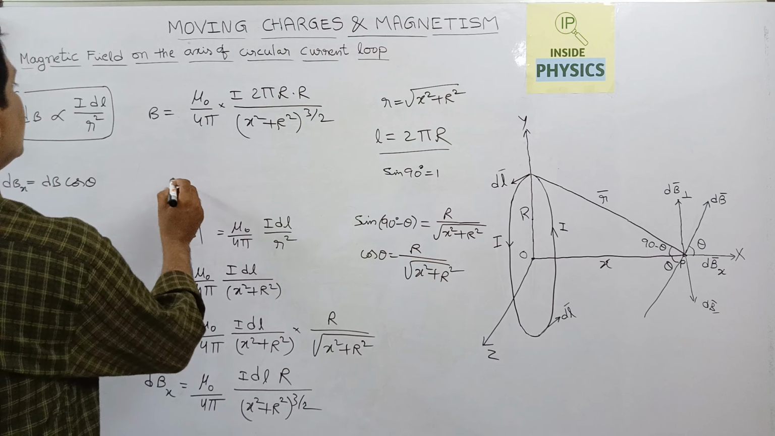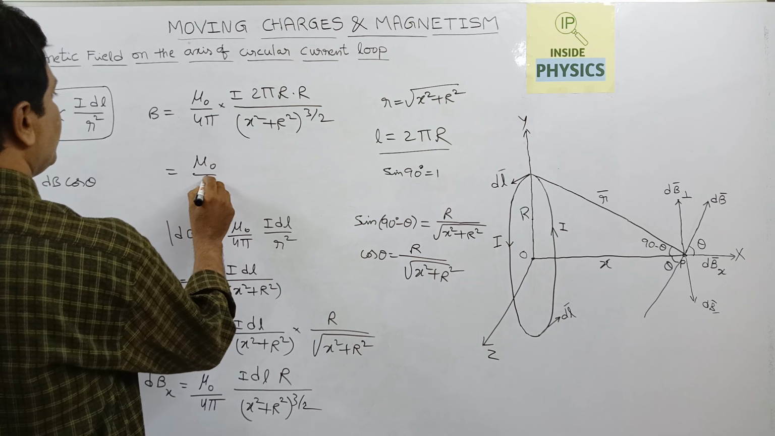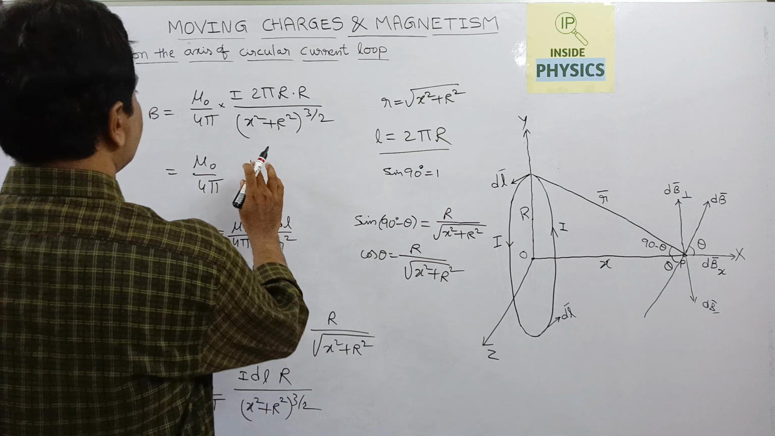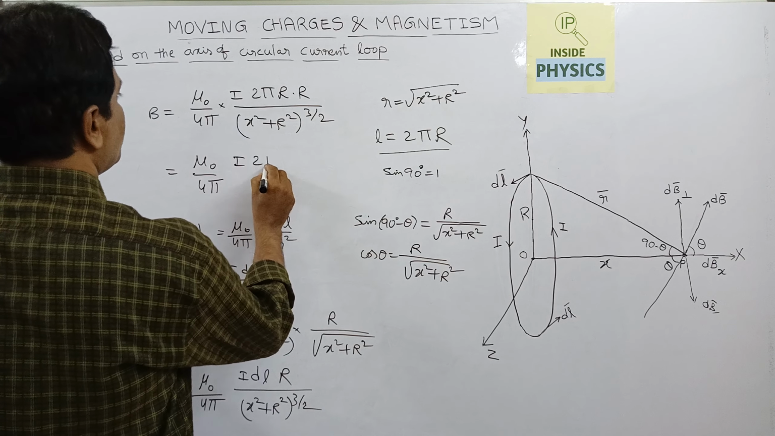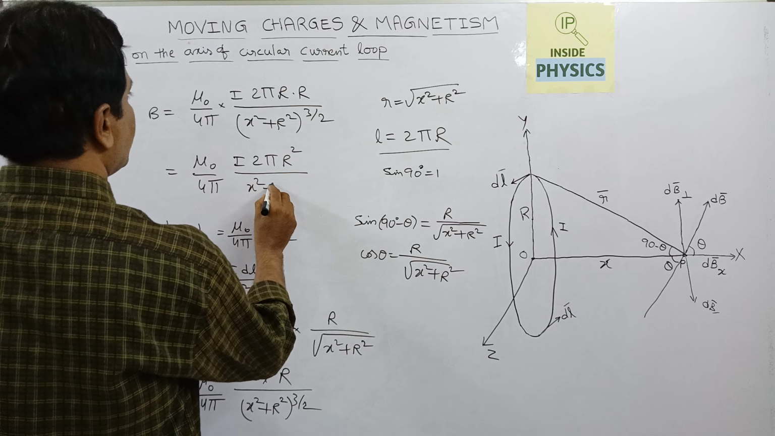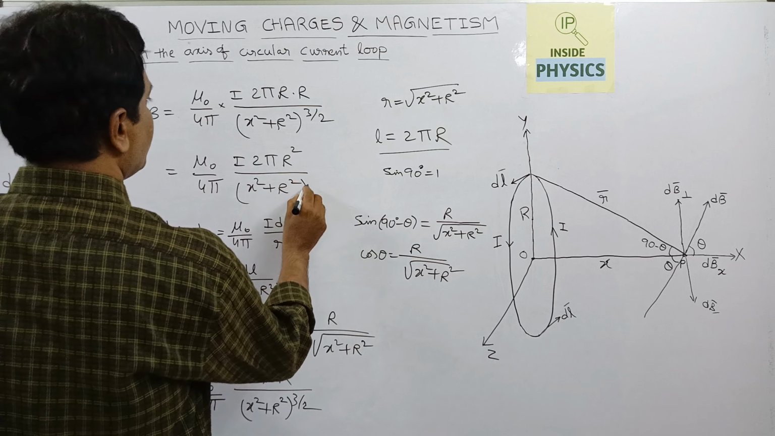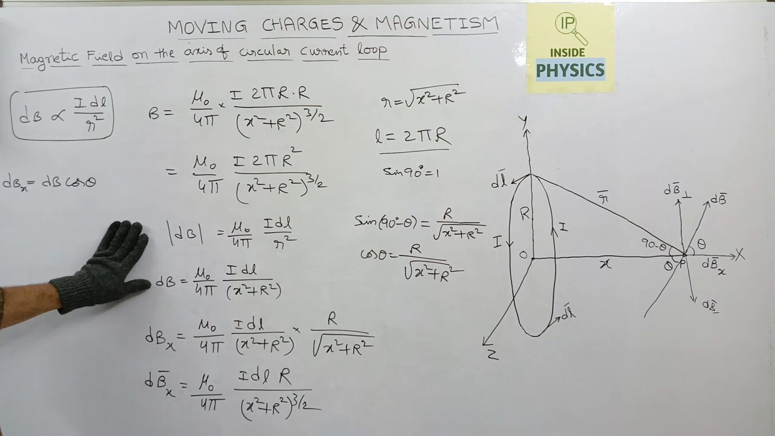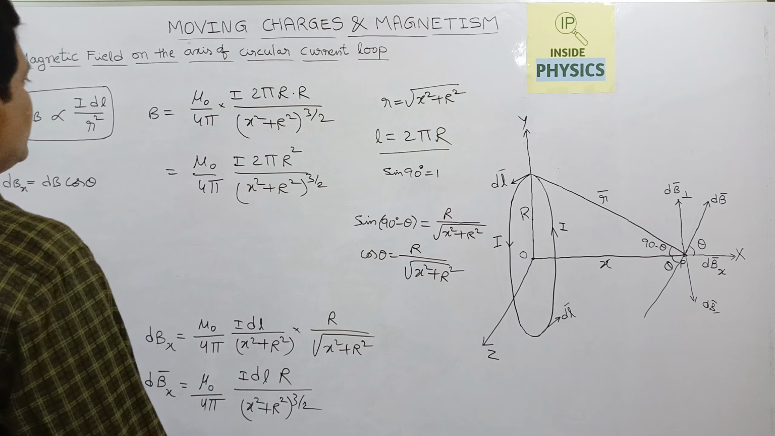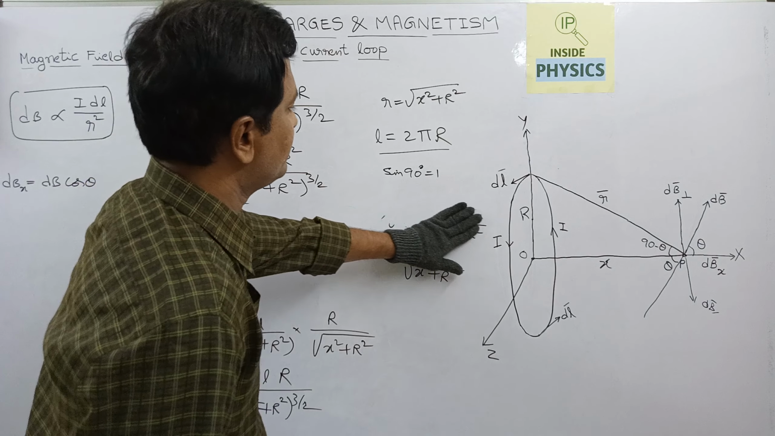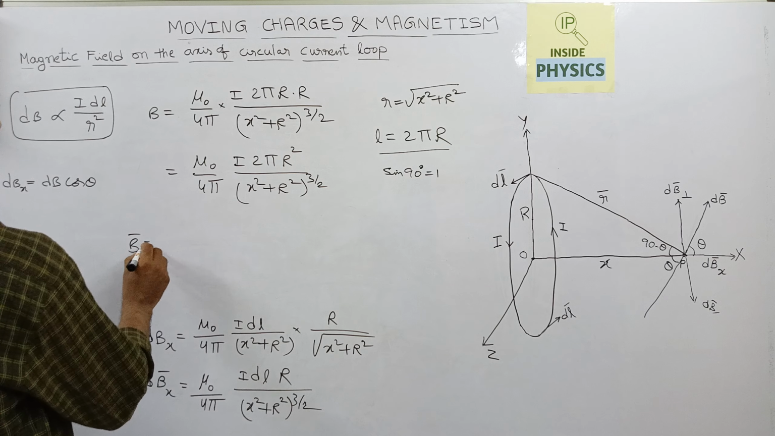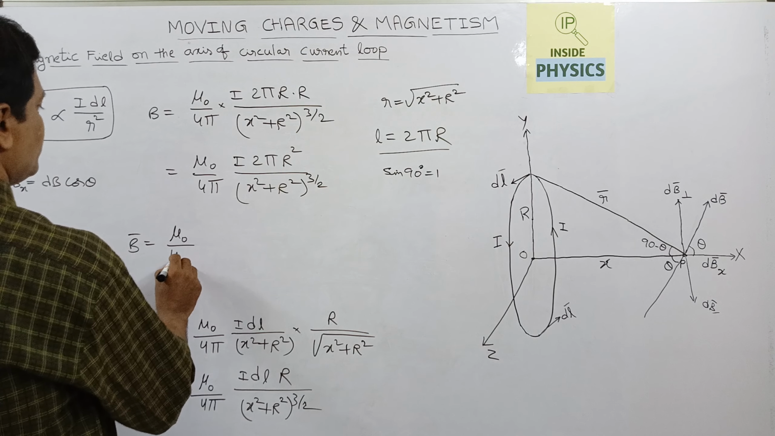Further moving, this is equal to mu naught by 4 pi, I, 2 pi r square by (x square plus r square) whole power 3 by 2. So this is the magnitude of the total field. If you want it in vector form, we can write B bar is equal to mu naught by 4 pi.